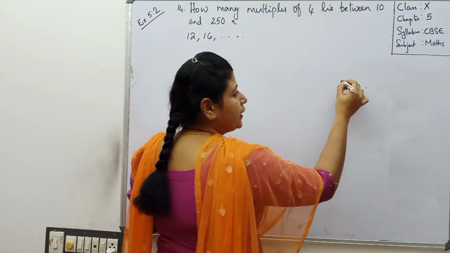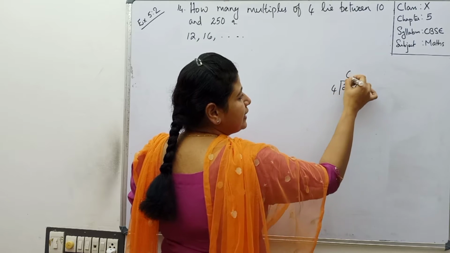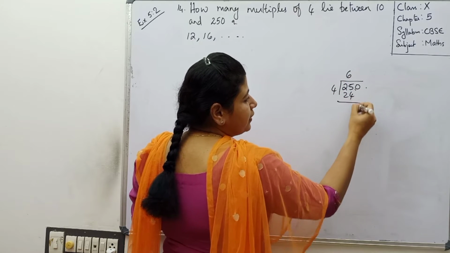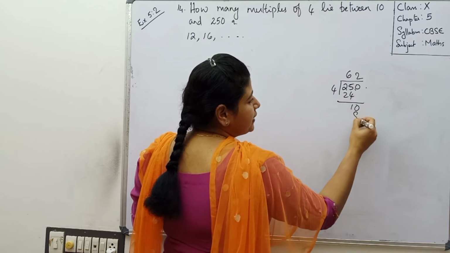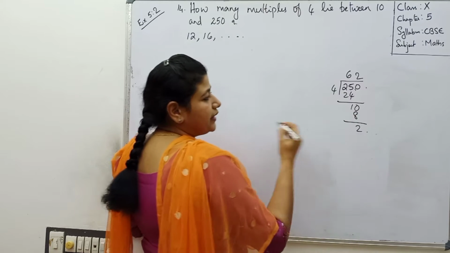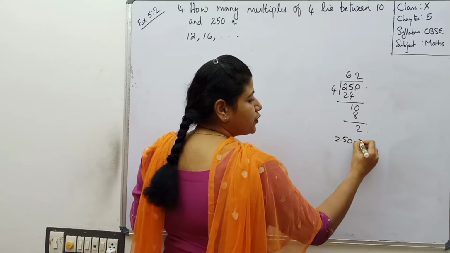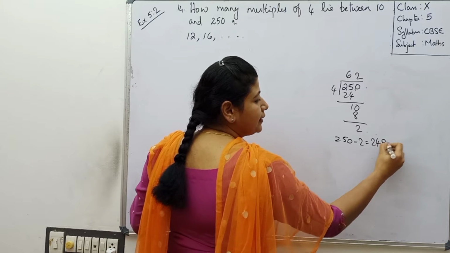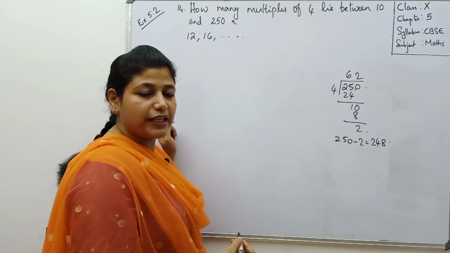First you have to divide this 250 by 4. Then you will get 6 into 4, 24. Then you will get 2 into 4, 8. So the remainder is 2. That means 250 minus 2, that is 248, is a multiple of 4.